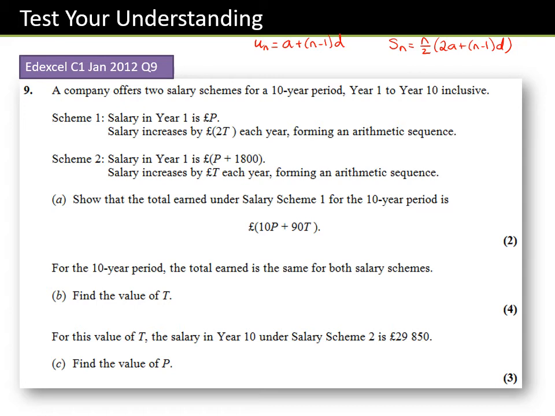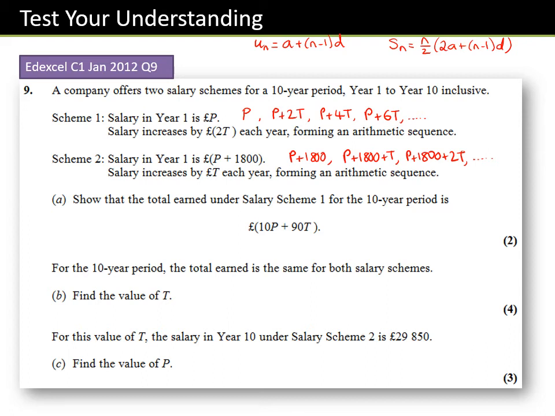The first thing that I would do is start writing out what this sequence looks like. So year 1, year 2 and so on. So in scheme 1 we get P in the first year, P plus 2T in the second year, P plus 4T in year 3, and so on. Now have a look at scheme 2 and do a similar thing. So we've got P plus 1800 in our first year, P plus 1800 plus T in year 2, P plus 1800 plus 2T in year 3, and so on.